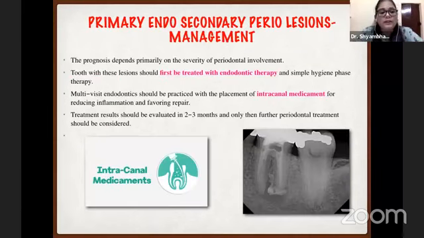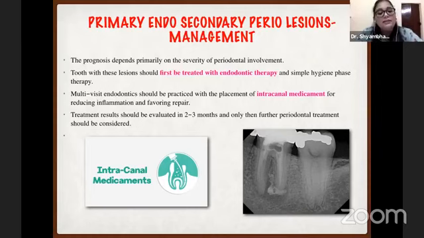Now, to go ahead with the management, first of all, it has to be treated with endodontic therapy and simple hygiene phase therapy that is required. And with endodontic therapy, if there is a large periapical abscess that is formed, then multi-visit endodontics might be required, with in-between placement of intracanal medicament, which will favor the repair and bring down the inflammation.